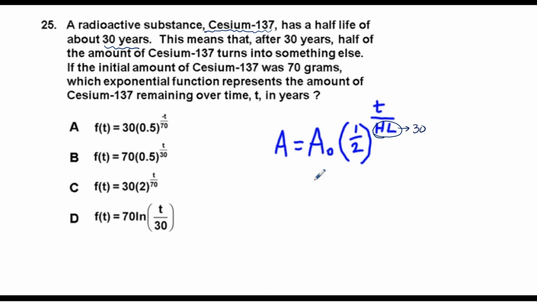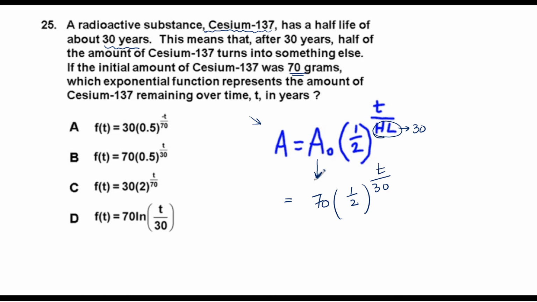This means that after 30 years, half of the amount of cesium turns into something else. If the initial amount of cesium was 70 grams, then in my formula A equals A naught times half whole to the power of T over H, I know that my initial amount is A naught and it is given as 70 grams. So half stays as it is, and over here I found out that this is my 30.